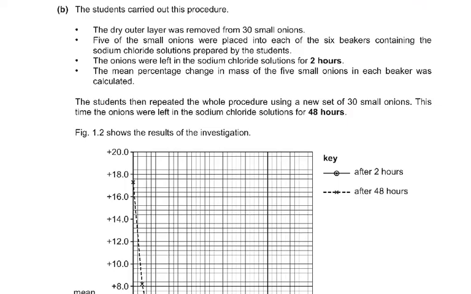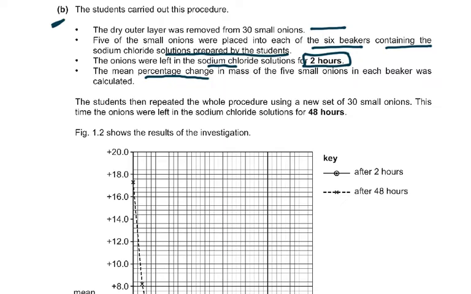Now coming to the B part of the question, the students carried out this procedure. The dry outer layer was removed from 30 small onions. 5 of the small onions are placed into each of the 6 beakers, so we have 5, 5, 5, 5, 5 and 5, so that makes it 30, containing the sodium chloride solution prepared by the students. The onions were left in the solution. No volume has been discussed. So the onions were left in the sodium chloride for 2 hours. So we left them at 8 o'clock and by 10 o'clock we finished 2 hours.